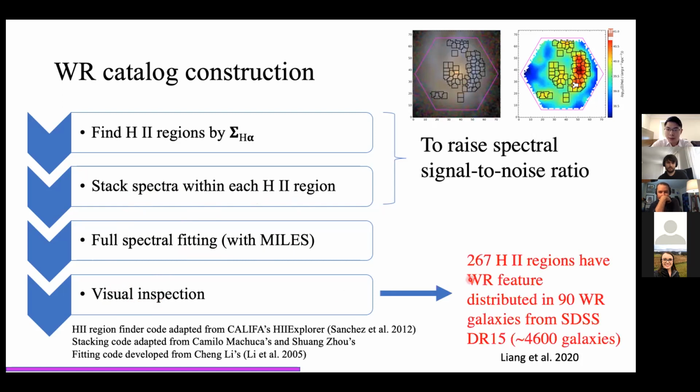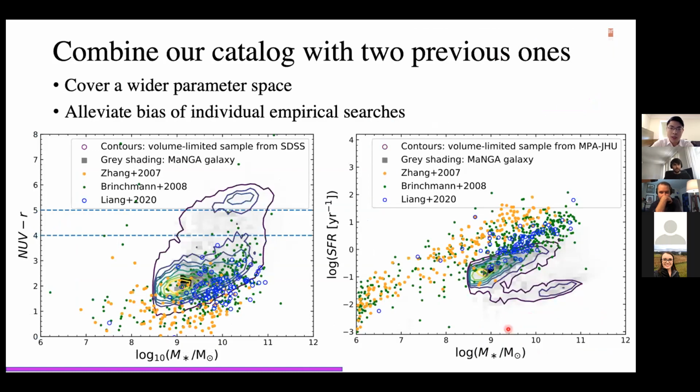So our catalog consists of 267 HII regions which have WR features, and they are distributed in 90 galaxies, which we call WR galaxies. And this was based on half of the entire MaNGA sample available at that time. And this is already published in a paper in 2020. So on this page, I'm showing some basic properties of our catalog.